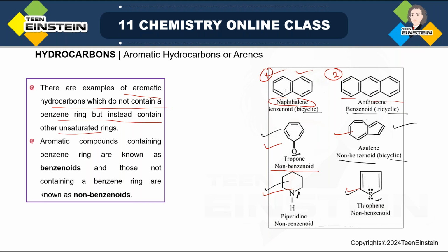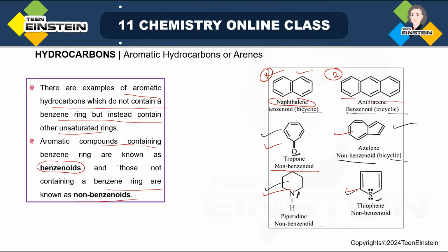So this is the difference between benzenoid and non-benzenoid. When aromatic compounds contain a benzene ring, we call them benzenoid. But if there is no benzene ring, we call them non-benzenoid. So from this structure, it is clear.